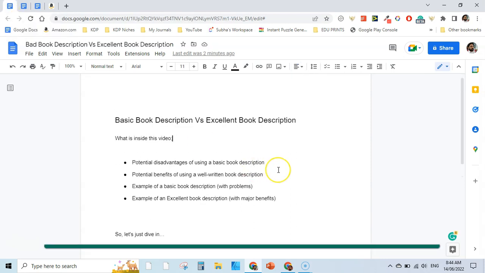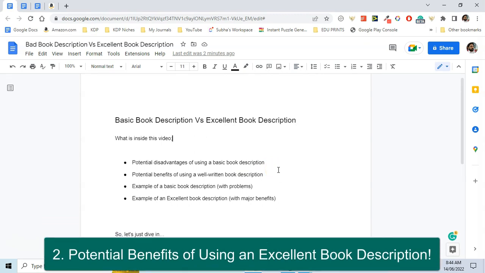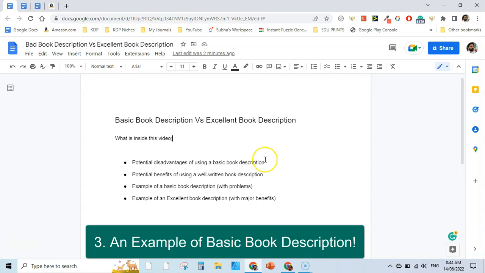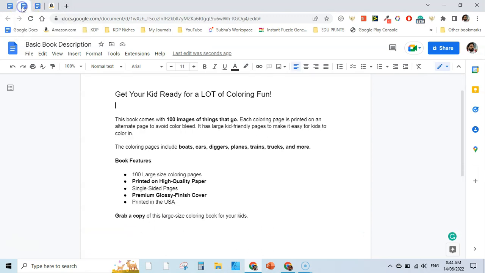The next point is the potential benefits of using a well-written book description. Then I will show you the example of a basic book description and discuss the problems it has.